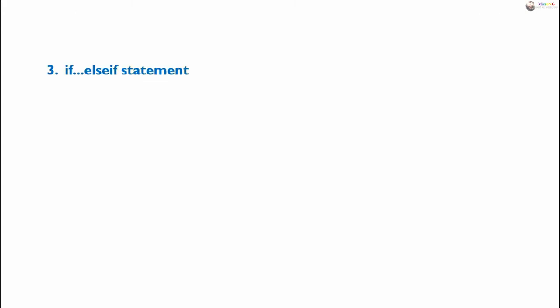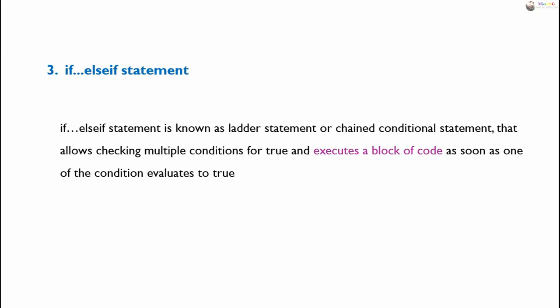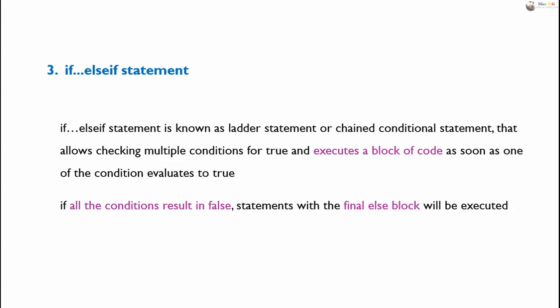Third, if-else-if statement. If-else-if statement is known as ladder statement or chain conditional statement that allows checking multiple conditions for true and executes a block of code as soon as one of the conditions evaluates to true. If all the conditions result in false, statements within the final else block will be executed.